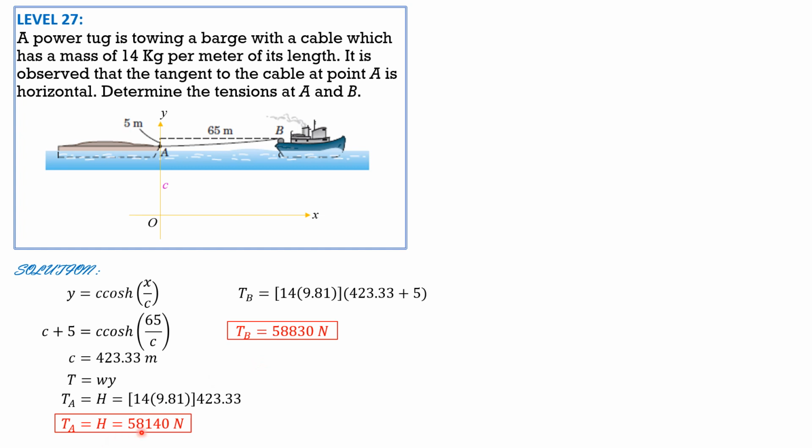Remember that the answers must be reported to 4 significant figures. That's why the answer here is 58830 and not the displayed value in the calculator, to maintain the condition that I should report the answer to 4 significant figures. In fact, some other authors just report the answers to 3 significant figures.